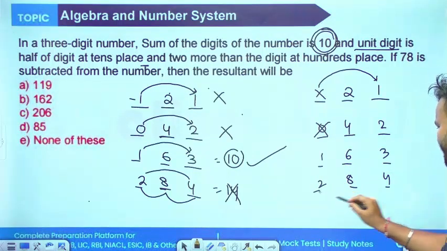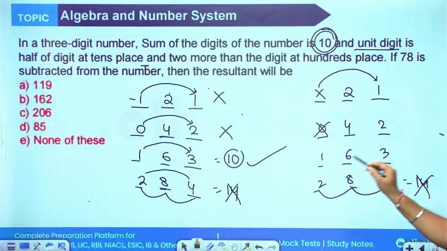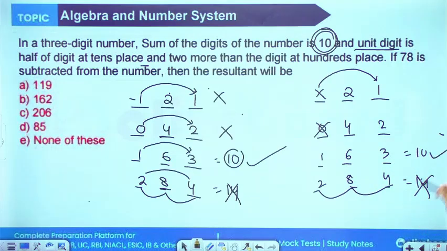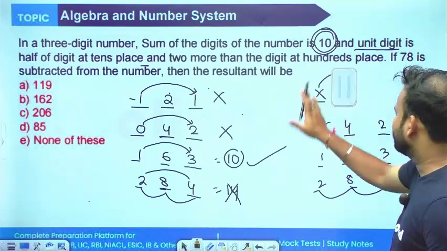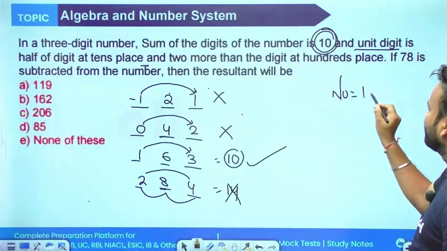So 2 plus 8 plus 4 is equal to 14. So this is not the case because the sum is 10. So 1 plus 6 plus 3 is equal to 10. This is the case. Is it clear? So it means the particular number will be 163.